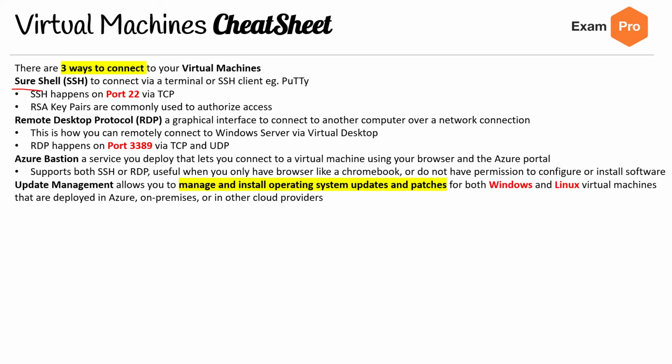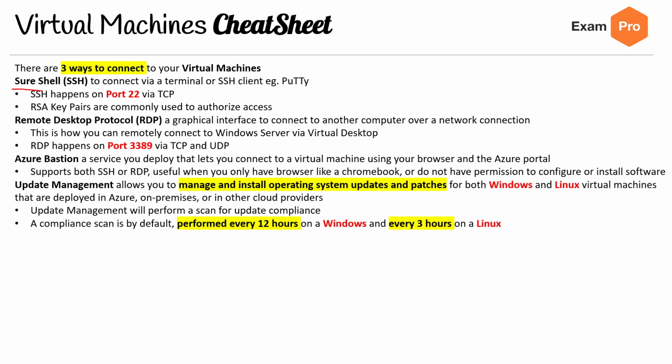Then you have Update Management. This allows you to manage and install operating system updates and patches for both Windows and Linux virtual machines that are deployed in Azure, on-premises, or in other cloud providers. Update Management will perform a scan for update compliance. A compliance scan by default is performed every 12 hours on a Windows machine and every 3 hours on a Linux machine. It can take between 30 minutes and 6 hours for the dashboard to display updated data from the managed computer.